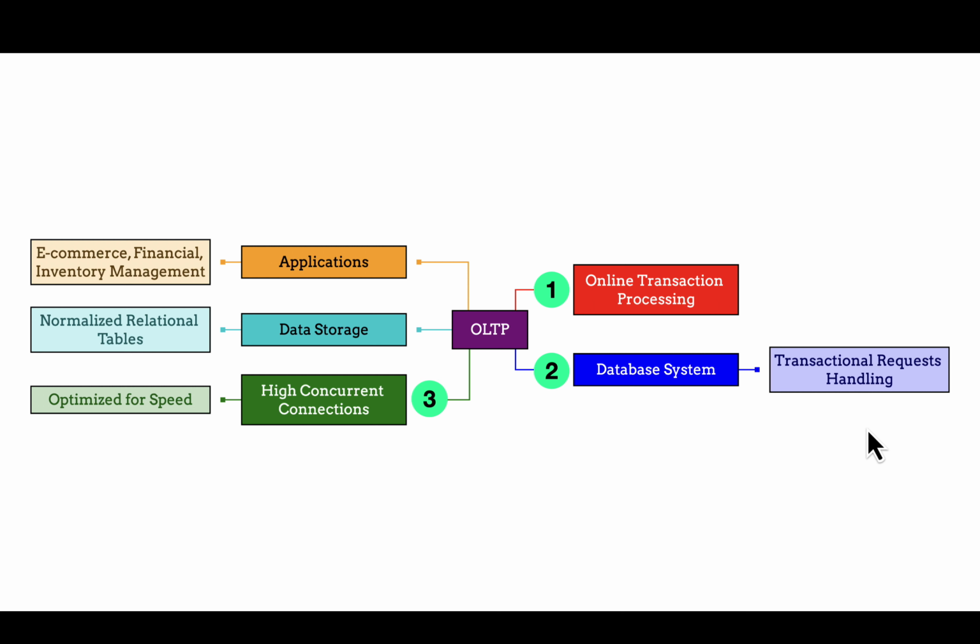3. In an OLTP system, the database is designed to handle a high number of concurrent connections and transactions, with a focus on fast, consistent response times. 4. The data in an OLTP system is typically stored in normalized, relational tables, which allows for efficient querying and indexing. 5. OLTP systems are used in a variety of applications, such as e-commerce systems, financial systems, and inventory management systems.